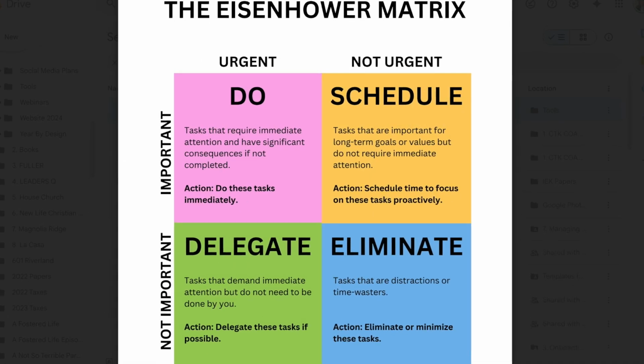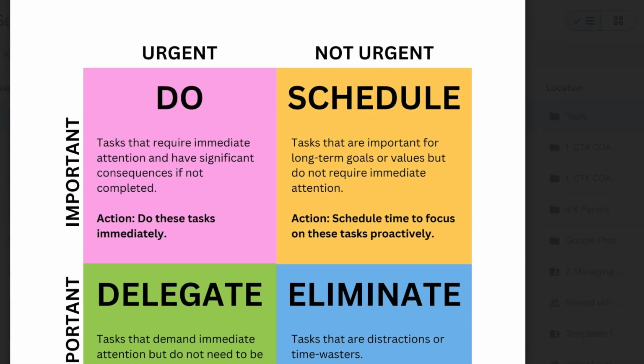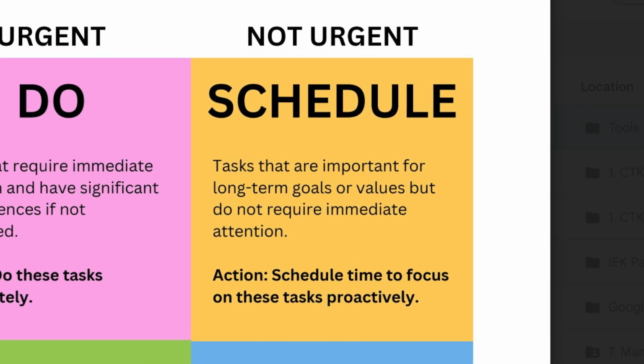In quadrant 2, we're looking at what's important but not urgent. And those are the things you're going to schedule. This is where great leaders thrive. Strategic planning, team development, self-improvement. These are the high-value activities that don't scream for your attention right now, but they shape the future success. Wise leaders spend most of their time here.